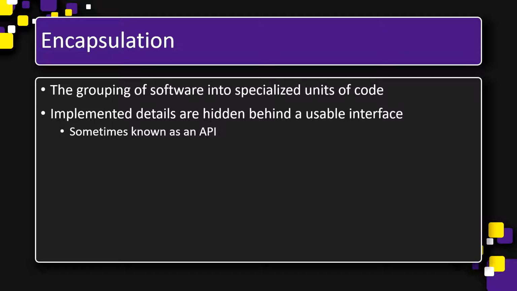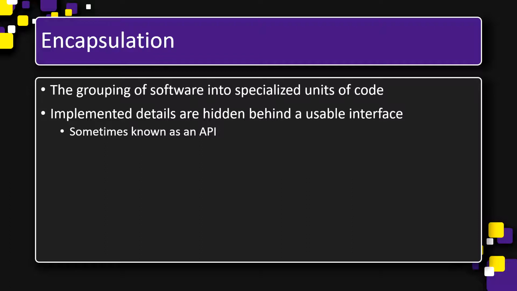Now, the next thing here is encapsulation. So the grouping of software into specialized units of code. This means that everything that belongs together stays together. Things that don't belong with it get moved out or abstracted to a different class. And we might use that class or interact with it, but we're not going to put it in my class here. That is this unit of code. We put implemented details behind a usable interface. So we hide the details about how something works from the people who are going to be using it.